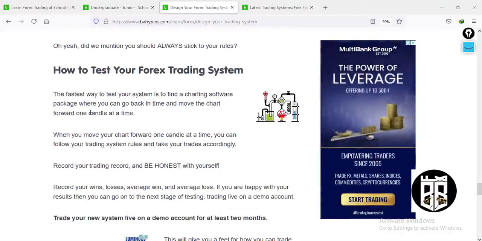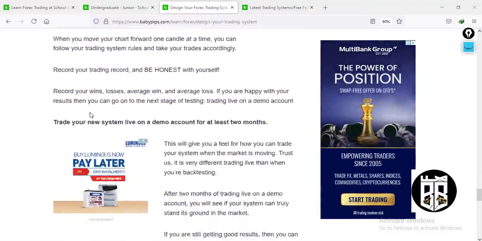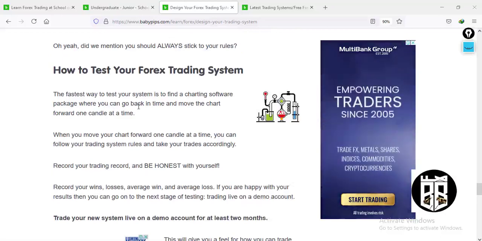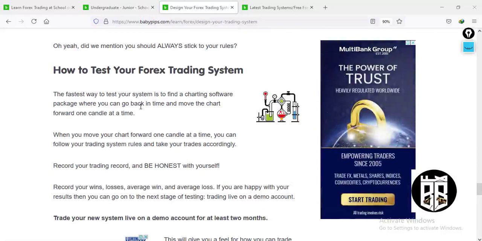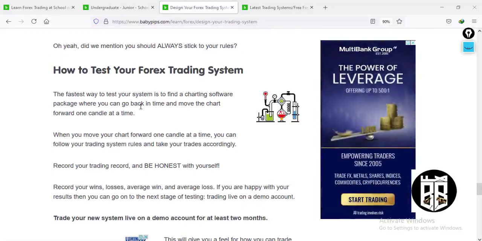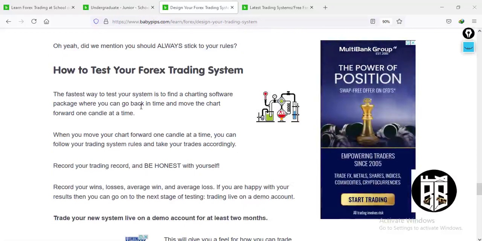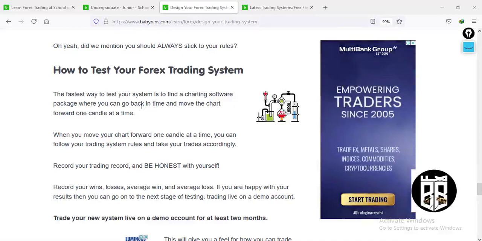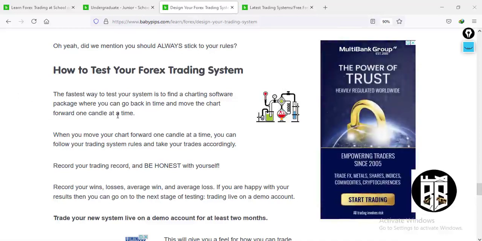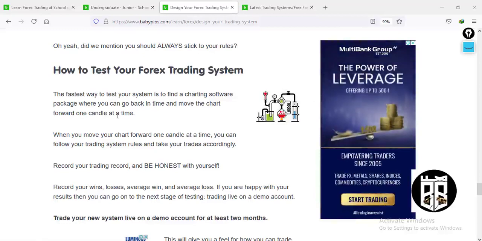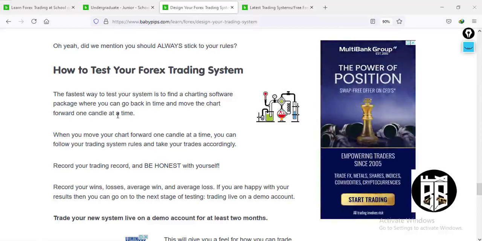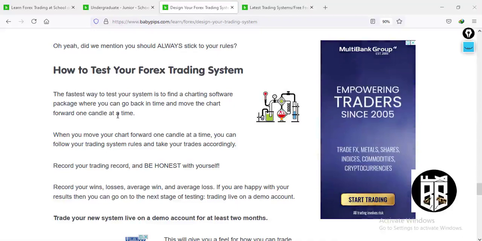So how do you test your forex trading system? The fastest way to test your forex trading is to find a charting software, a package that can enable you to go back in time and also go forward in time in the chart. You can't actually do it on MT4, because there's a software for that. I think the software costs $100 to purchase, but you can do it on TradingView.